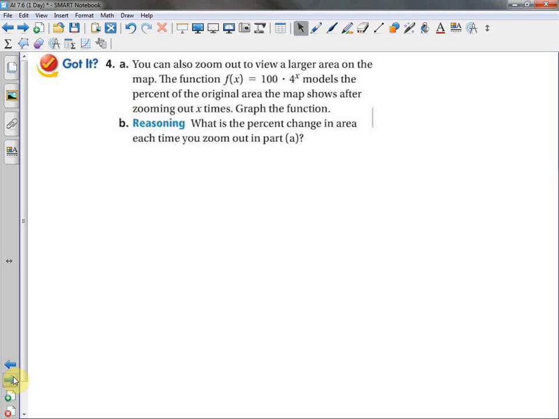All right, so here's another one talking about the same computer program. So we're going to graph that one. So make sure you graph that one before moving forward.